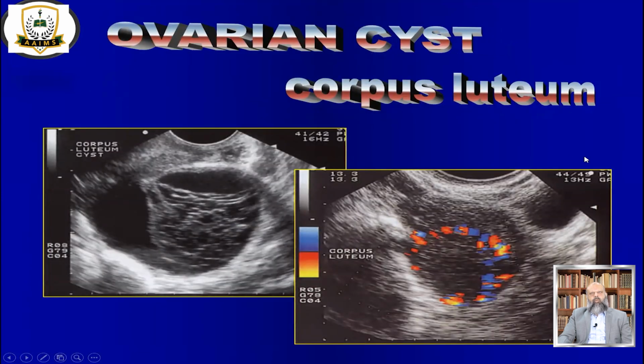Then comes the corpus luteum. From the corpus luteum, we can have a cystic appearance. Here you can see the corpus luteum and a cyst is formed. This was all about the common ovarian masses and different appearances of ovaries on ultrasound.